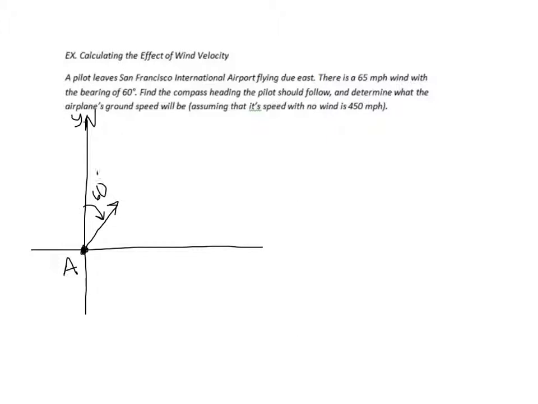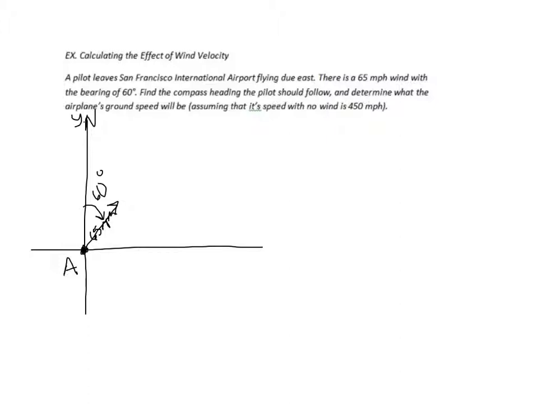Okay, so the diagram for this is going to be kind of important that we get this right. So this is, of course, the y-axis, the origin. I'm going to call the origin point A. And then the wind is a 65 mile an hour wind with a bearing of 60 degrees. So bearing is from the north. This is the north. So I have this wind, and this is a 60-degree bearing, and it's 65 miles per hour.